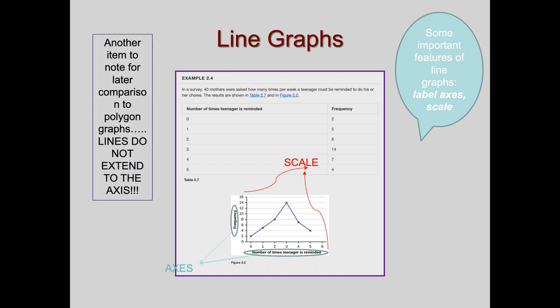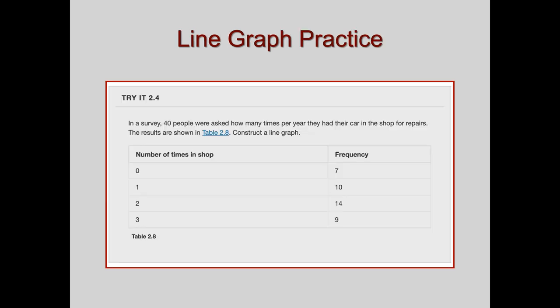The last thing that I want to put down and mention here, it's an item for later comparison when we get to polygon graphs. Lines do not extend to the axis on a line graph. What I mean by that is, look right here. See how we're not going down to 0? And we're not going down to 0 here, okay? It's important to notice that on a line graph. Now, could it go to 0 if in the frequency table it said 0? Absolutely. But you're not going to complete the graph by drawing to the axis as you do many other graphs. All right, so there's an example of a line graph.